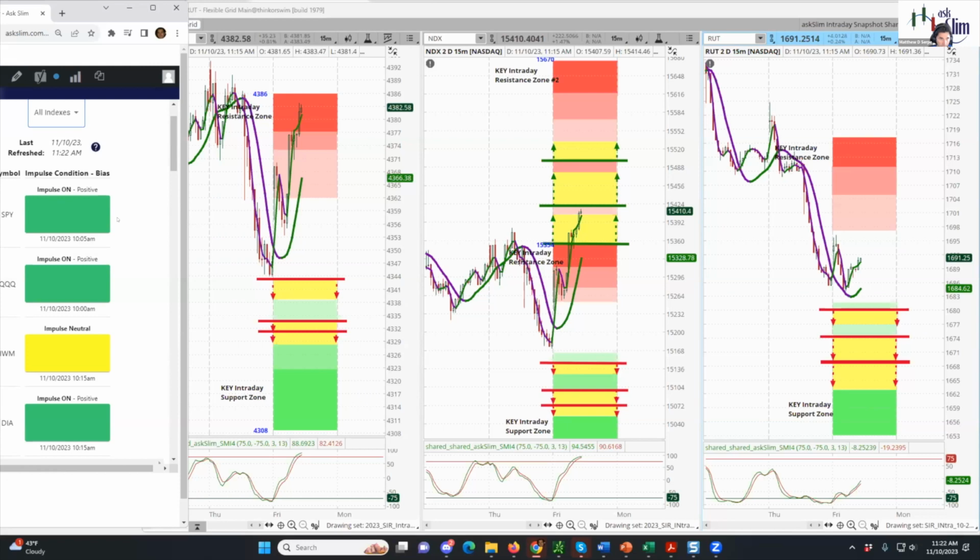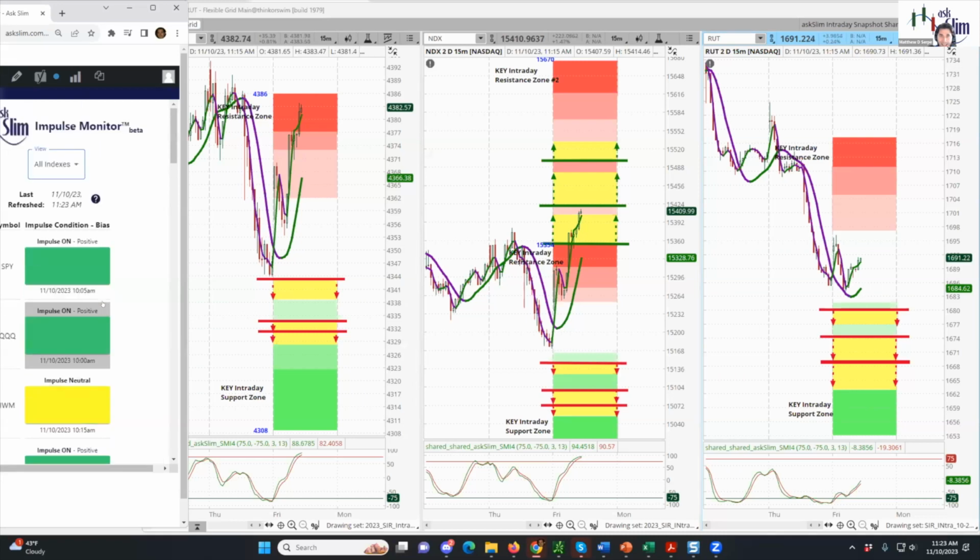The 2 most important conditions that we're looking for is obviously when we have an impulse on in the upside, and then when we have an impulse on in the downside, and then we have variations of when the impulse is basically off or neutral. So right now you can see that on the Qs, the impulse went on at 10 a.m.